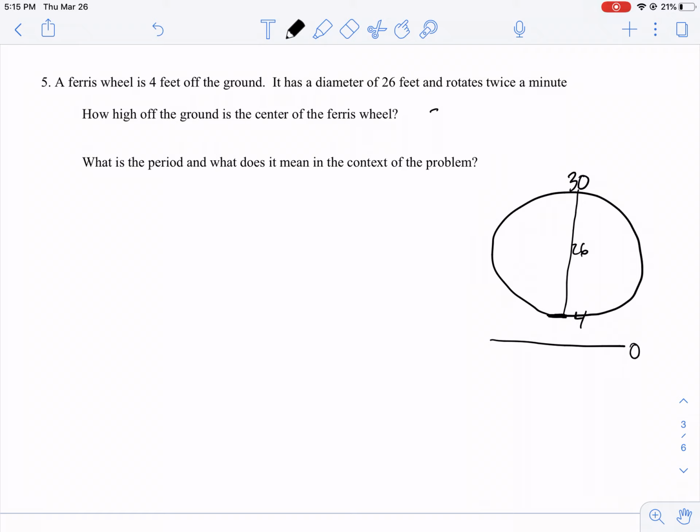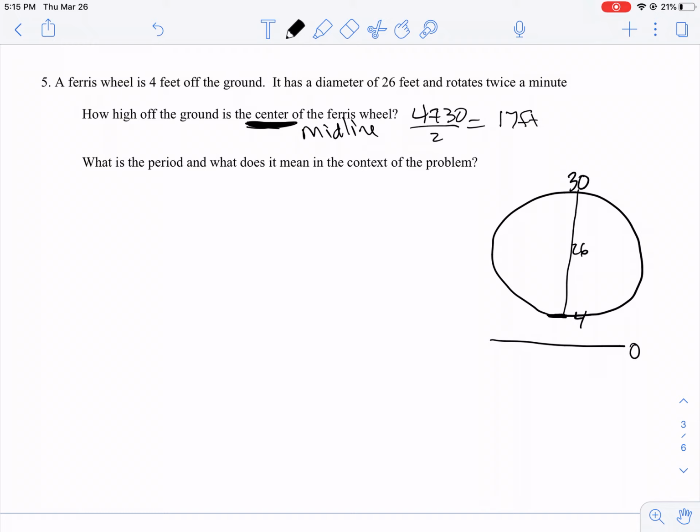So where is the center of the Ferris wheel? Well, the center of the Ferris wheel, we said the center of whatever circle you're talking about is the midline. Midline is the average of the highest and lowest. So 4 plus 30 divided by 2 is going to give you 17 feet in the air.